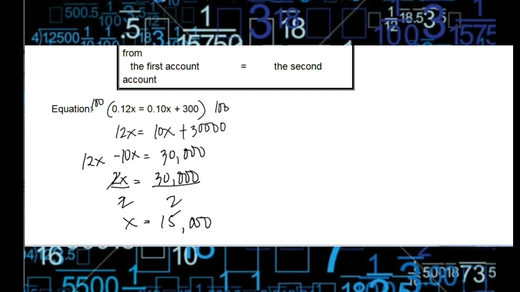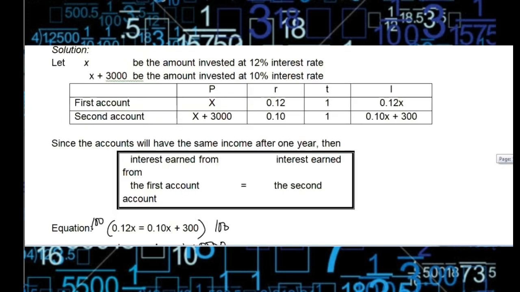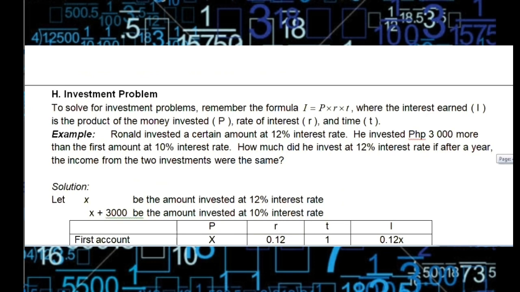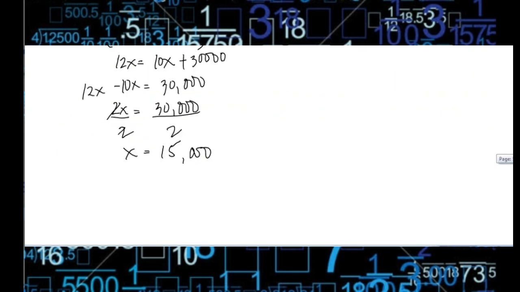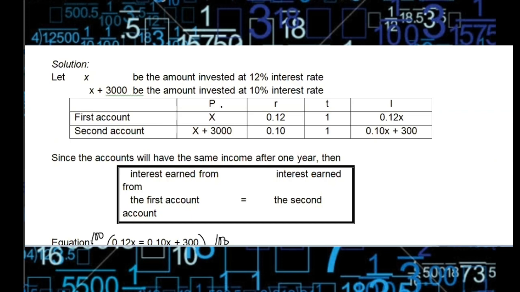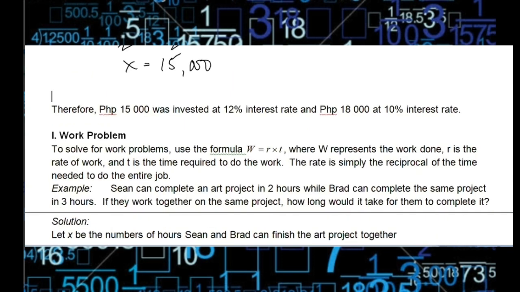So, ano ba yung tinatanong sa problem? How much did he invest at 12% interest rate? Ito na mismo yon, x. Saan mo ba makikita yon? Ito, sa principal. Yung first account, ito. Yung x mismo. Therefore, 15,000 was invested at 12% interest rate and substitute nyo lang yung x dun sa x plus 3,000. So, 18,000 at 10% interest rate. But we're looking for the 15,000 only because that is the question in the problem.